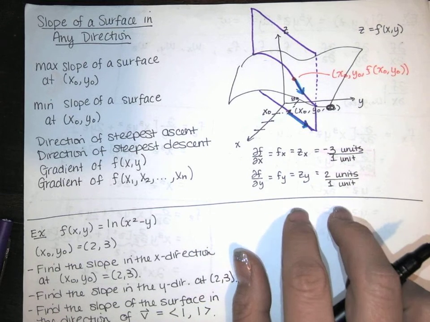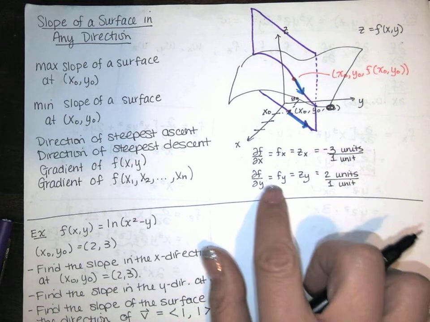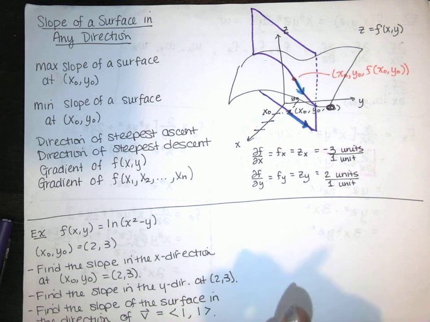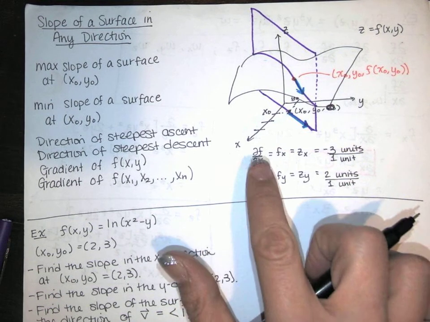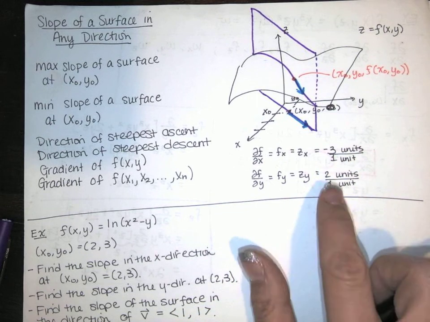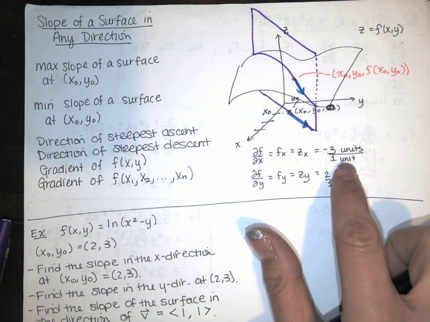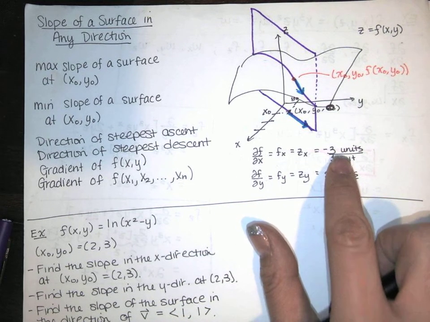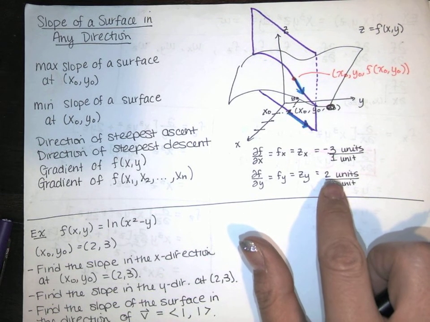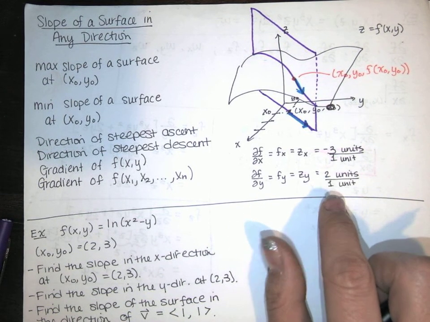These are instantaneous rates of change of the function in the x direction and y direction, which we're interpreting as slope at a point. If these values happen to be -3 and 2, this says for every 1 unit change in x, z goes down by 3 units. And this says for every 1 unit change in y, z goes up by 2 units.